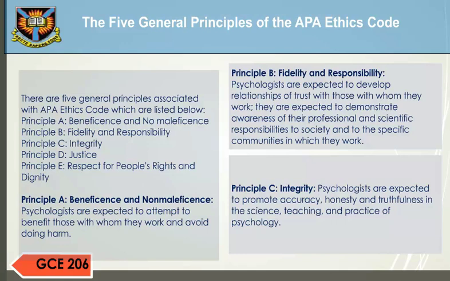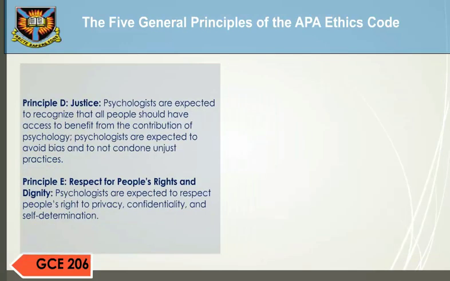Principle C: integrity. Psychologists are expected to promote accuracy, honesty, and truthfulness in the science, teaching, and practice of psychology. Principle D: justice. Psychologists are expected to recognize that all people should have access to benefit from the contribution of psychology. Psychologists are expected to avoid bias and not to condone unjust practices. Principle E: respect for people's rights and dignity. Psychologists are expected to respect people's right to privacy, confidentiality, and self-determination.